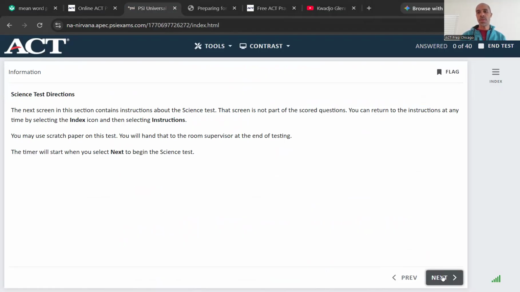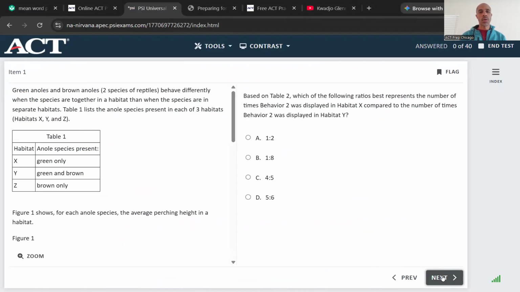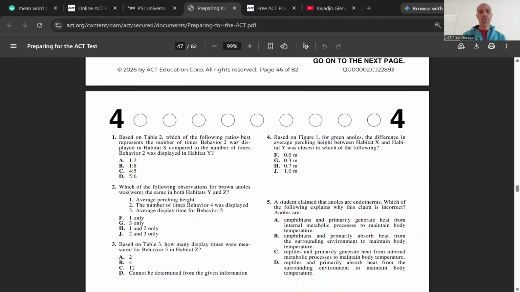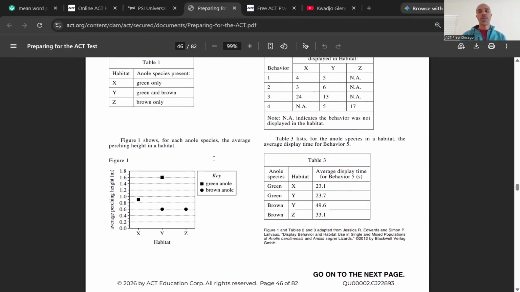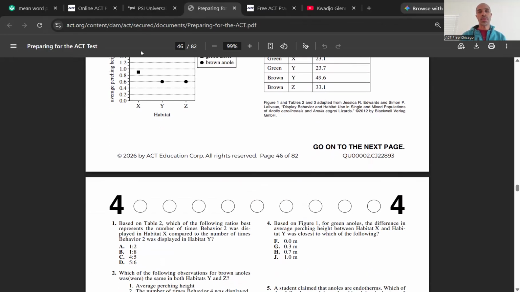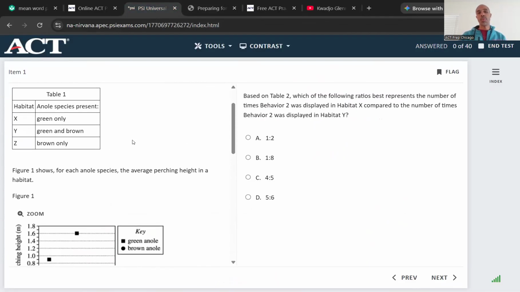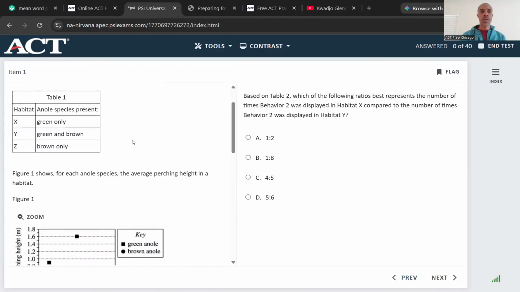So if you see question one, it says based on table two, which of the following ratios best represents the number of times behavior two is displayed in habitat X compared to the number of times behavior two is displayed in habitat Y. If you go to the PDF, you will see the same thing. The reason I like the PDF version better is because I can see all of this on one page, whereas in the digital version, I have to do a lot of scrolling, up and down. But anyway, we'll do it on this one.